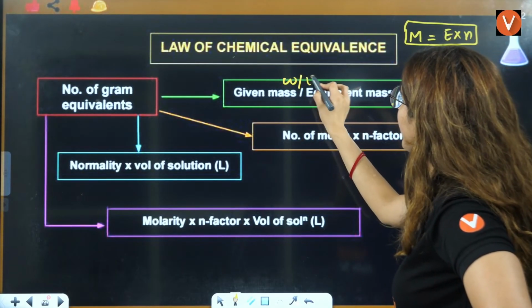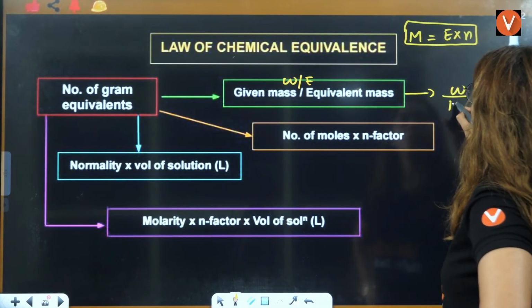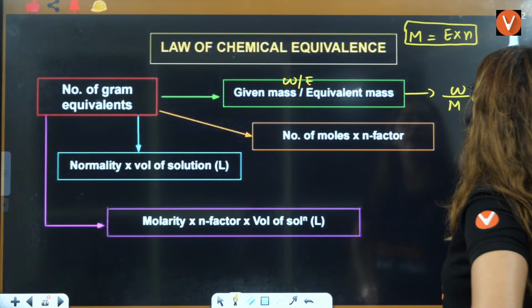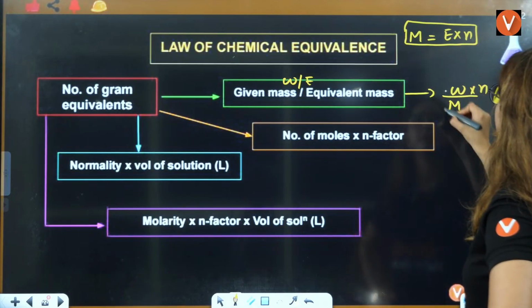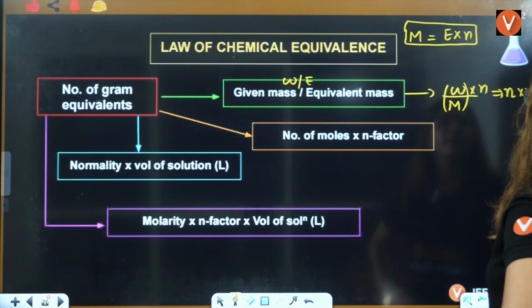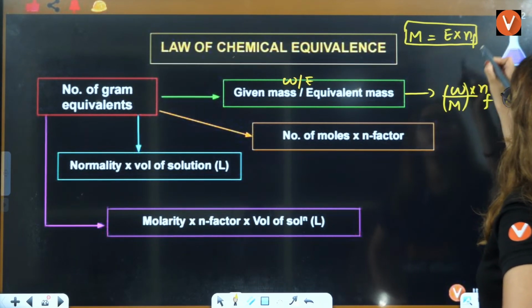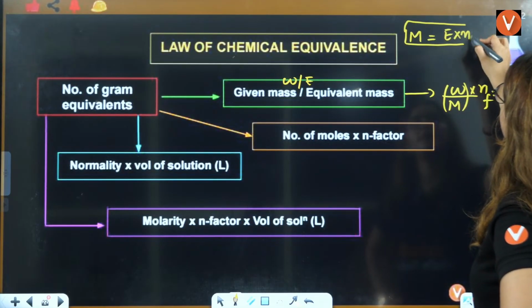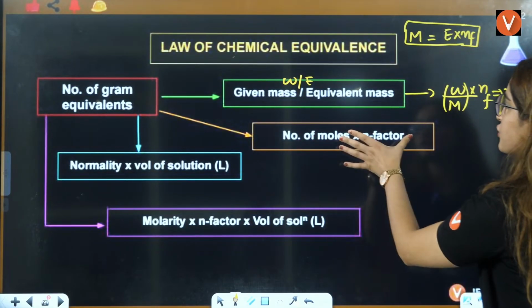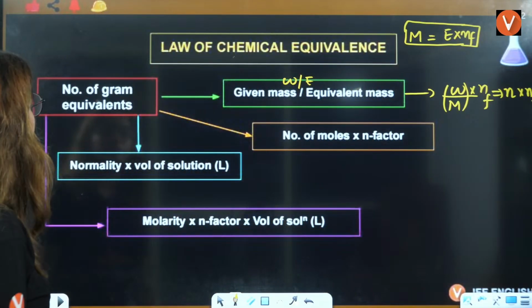This is W by E. So this will become W by E, which is nothing but molar mass into n factor. So this is nothing but the number of moles. So this will become number of moles multiplied by n factor. This is n factor. So number of moles multiplied by n factor, that is your another formula, right? That is number of moles multiplied by n factor.